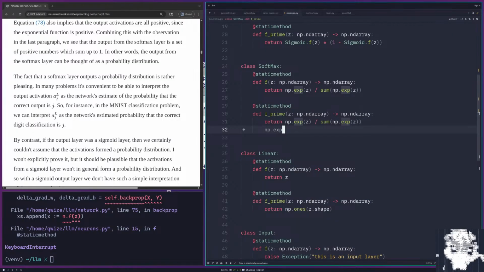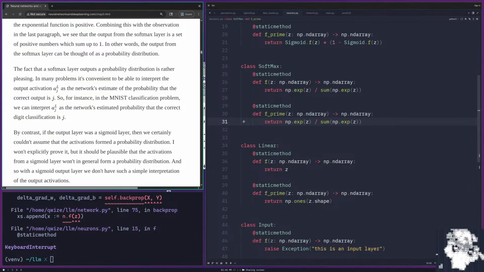What does X2 mean? I wonder. Whatever. Okay.